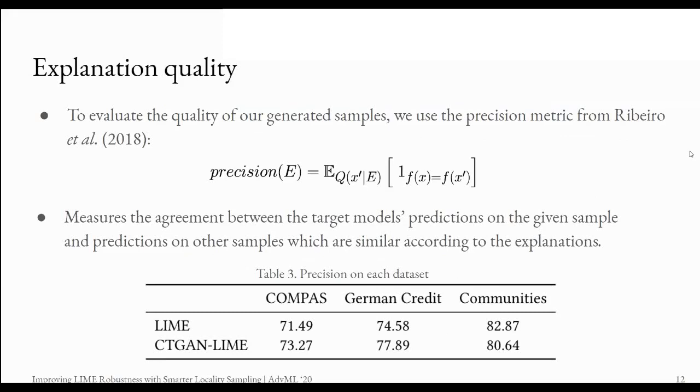We also compare explanation quality between Lime and CT-GAN Lime. We use the precision metric, which measures the agreement between the target model's predictions on the given sample and predictions on other samples which are similar according to the features identified as influential by the explanation. As the table below reports, explanation quality across the three datasets are comparable.